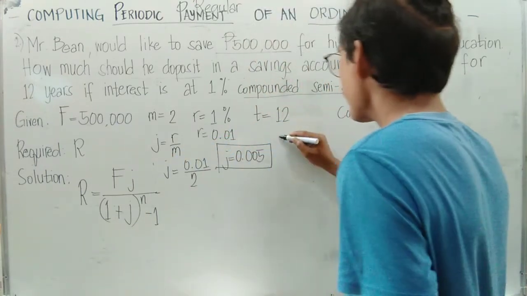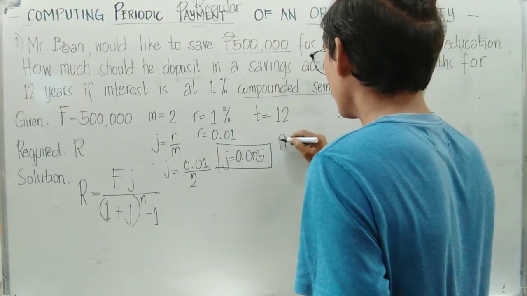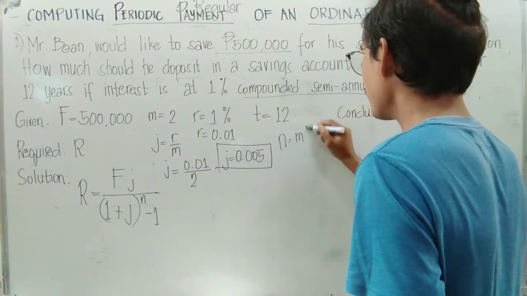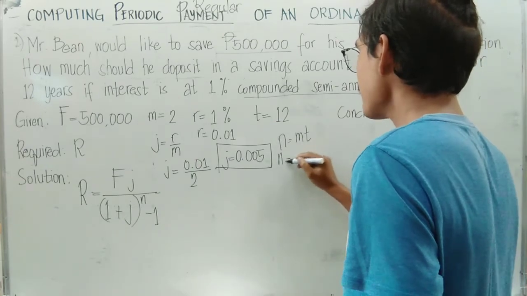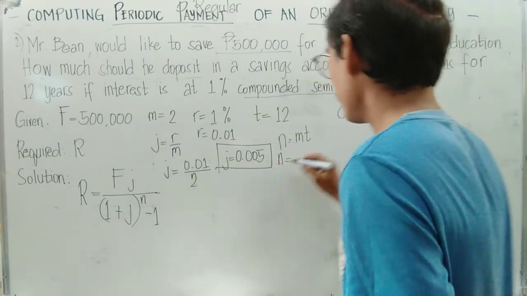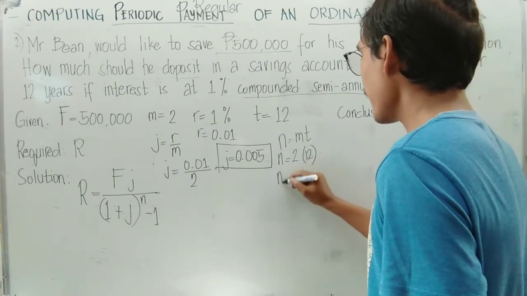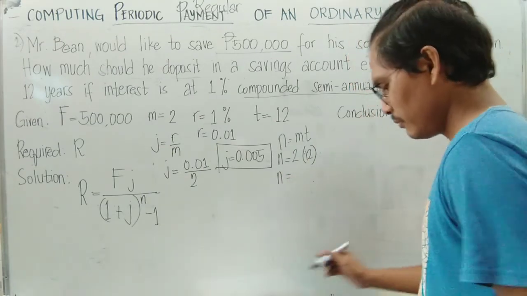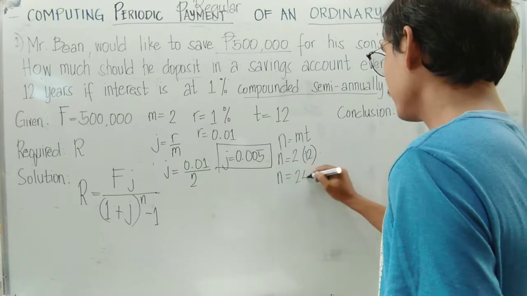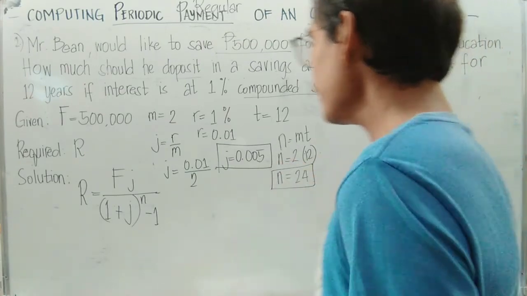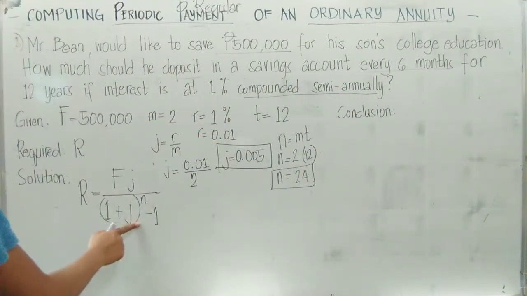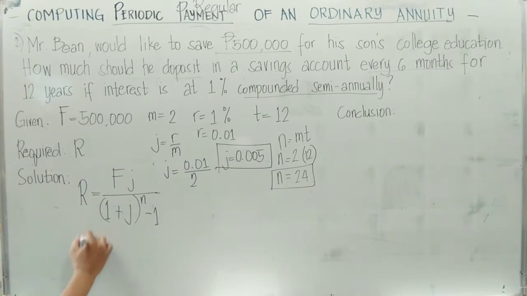Then we have to solve for n. So n is equal to m times t. So n is equal to m, that is 2, times t, which is 12. So therefore, n is equal to 24. Okay? Now we can substitute into this equation.